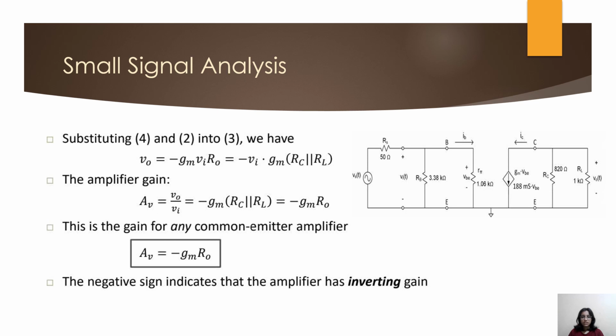The amplifier gain AV is equal to V0 by Vi is equal to minus GM RC parallel to RL is equal to minus GM R0. This is the gain for any common emitter amplifier. That is, the formula is AV is equal to minus GM R0. The negative sign indicates that the amplifier has inverting gain.